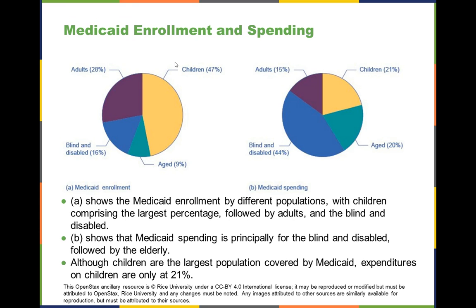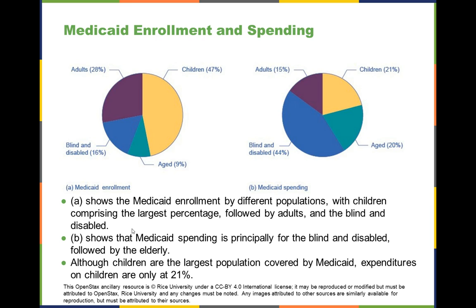Medicaid enrollment and spending: here you can see the enrollment for adults, 28%, children, 47%, aged, 9%, blind and disabled. Now, not surprisingly, the blind and disabled and the aged make up bigger proportions of the spending. And children make up a smaller percent because they're not going to have as many healthcare problems. Adults below the elderly age are also not going to have that many healthcare problems. But people in these two groups are going to have a lot more medical expenses.